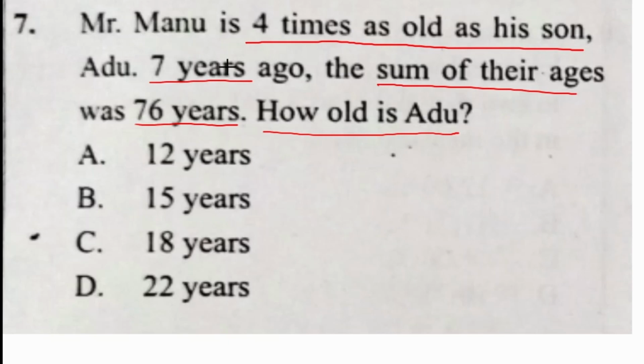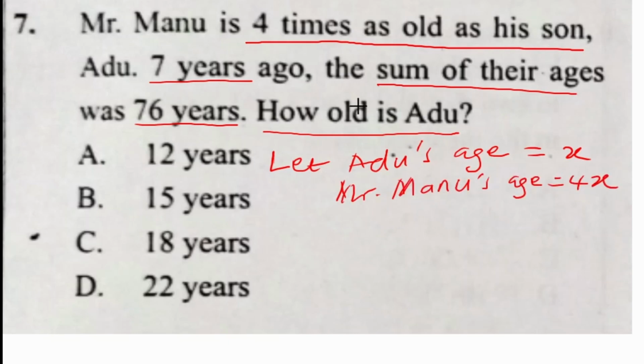We are talking about Mr. Menu and his son Edu's ages, but since there is a relationship between them, we don't have to represent the two ages with two different variables. For example, if the son Edu's age is x, then the father's age will be 4x, because the question says his age is 4 times as old as his son. So whatever age the son is, his own will be 4 times that.